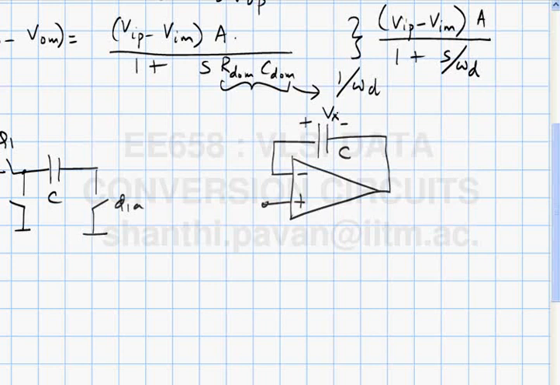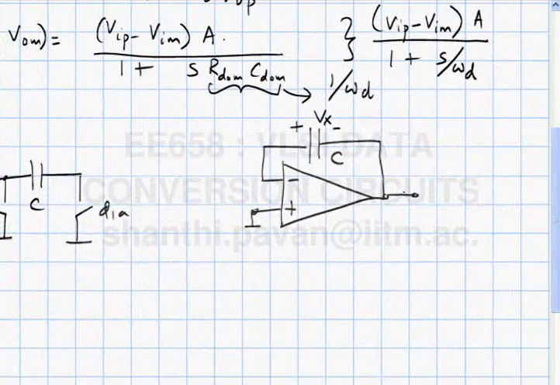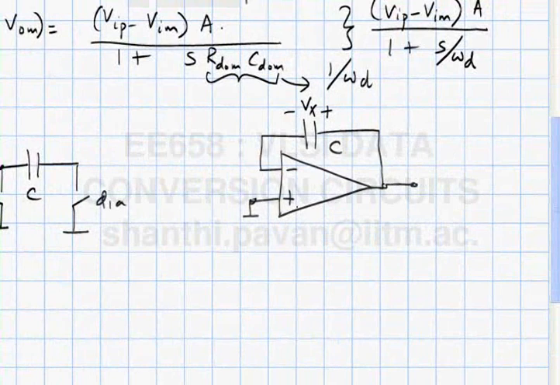If I put this around an op amp like this, what do you think the output will be? It will be minus Vx. On the other hand, to make the output plus Vx, all that I need to do is take the capacitor charged to voltage Vx and put this around an op amp in this fashion, then the output voltage will be plus Vx.